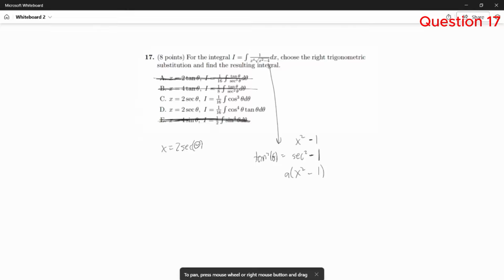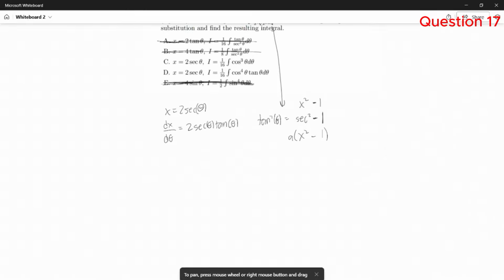As noted by the question, we will have to do a change of variables from x into theta. Now, how do we do that? Well, we have to see how the function x changes with respect to theta, which is literally just the derivative. So we take the derivative: dx d theta is equal to 2 secant theta tan theta, following derivative rules for trigonometric functions, and then dx just becomes 2 secant theta tan theta d theta.